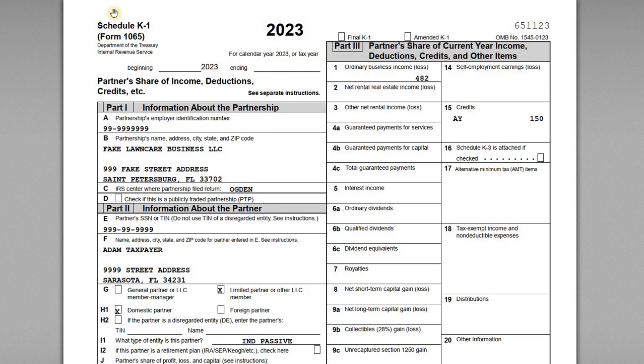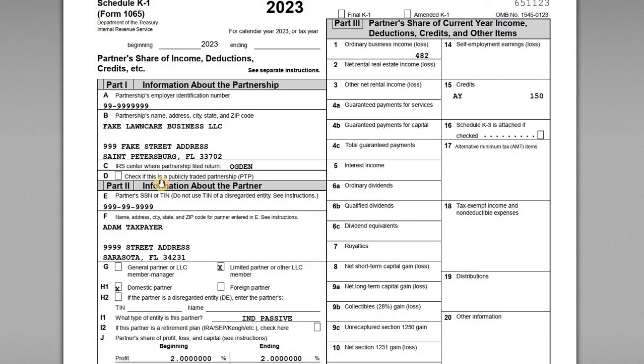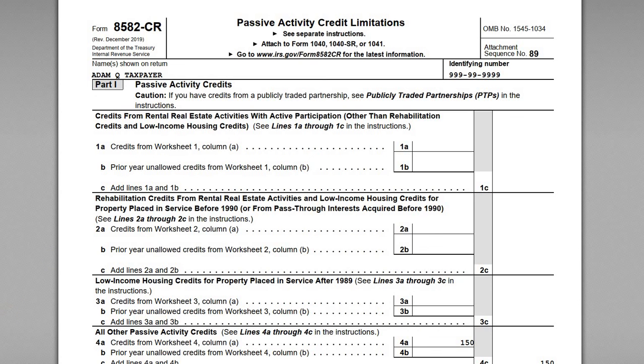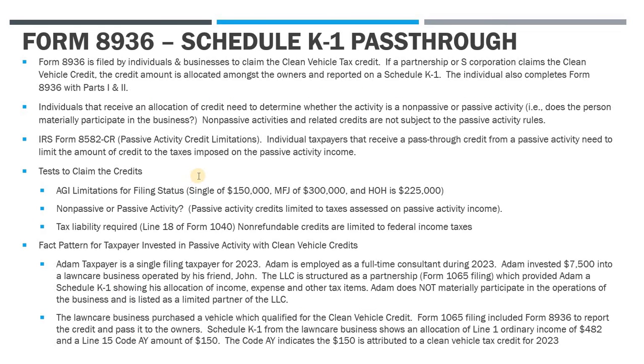And then we've got the Schedule K-1 from the partnership. So our taxpayer here, Adam, is invested in this lawn care business set up as a partnership. So he's got the K-1 showing his allocation of income and the credit. All right, and lastly, we have one slide here covering some background on this credit and the unique aspects of the passive activity rules.